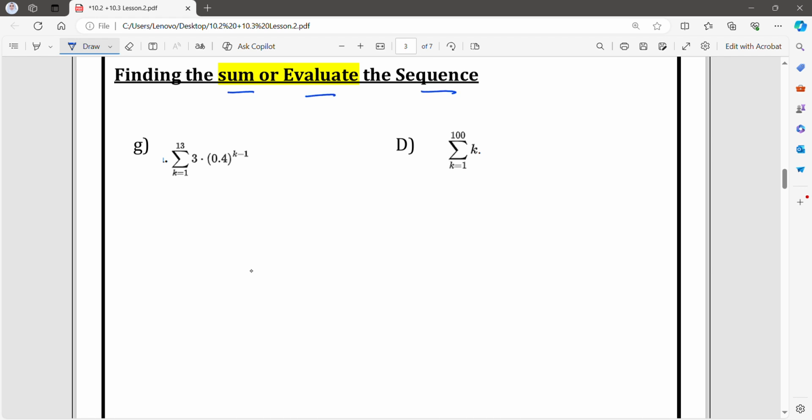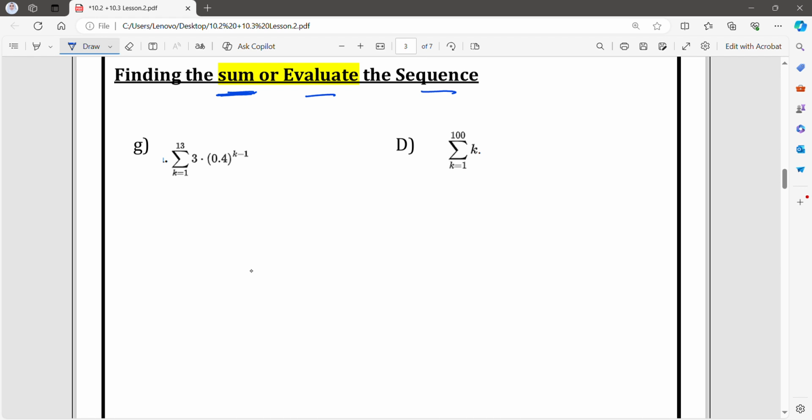In the last video, we learned how to know whether a sequence is arithmetic or geometric, how to find any term in a geometric or arithmetic sequence using a formula, and how to make a geometric or arithmetic sequence. Now in this part we will discuss how to find the sum or evaluate the sequence. They can say find the sum or they can say evaluate.